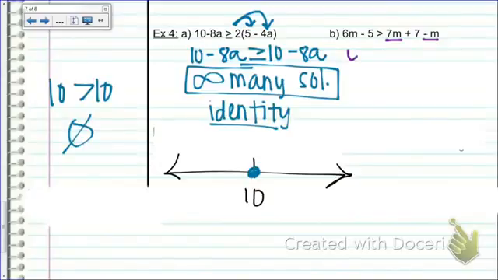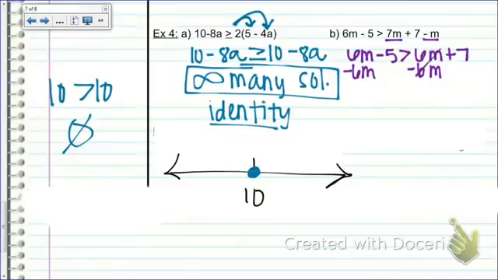Okay, so that's going to give me 6m minus 5 greater than, guys, what's 7m minus 1m? 6m plus 7. Uh-oh. So then if we did AJ's next step, I would subtract 6m from both sides, right? Yeah. If we're going to continue on. And what do I get? Negative 5 greater than 7. True or false? False. Negative 5 is not greater than 7. Negative 5 is less than 7. So, what do we say here? No solution.